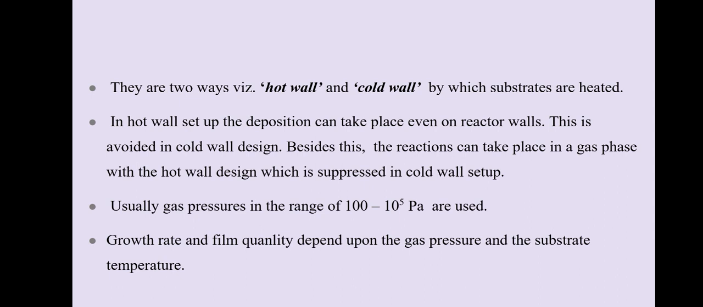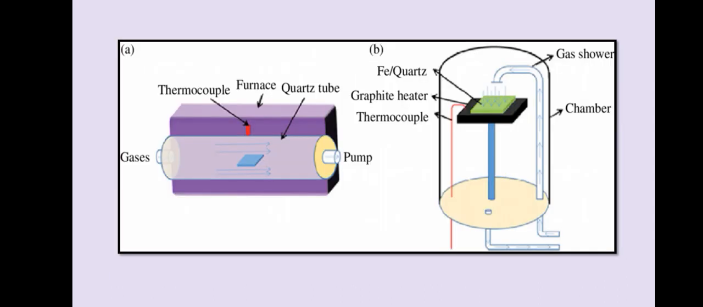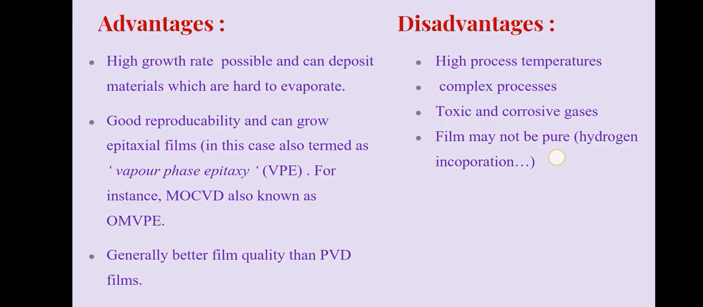Besides this, the reaction can take place in a gas phase with the hot wall design, which is suppressed in a cold wall setup. And usually the gas pressure ranges from 100 to 10 raised to 5 Pascal. And the growth rate and the film quality depend upon the gas pressure and the substrate temperature that we are using. It is the diagram which shows the cold wall and the hot wall.